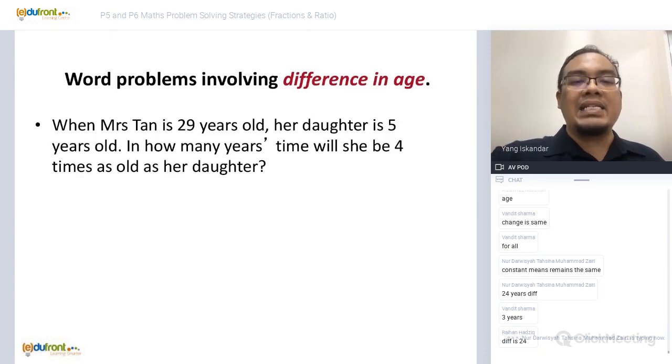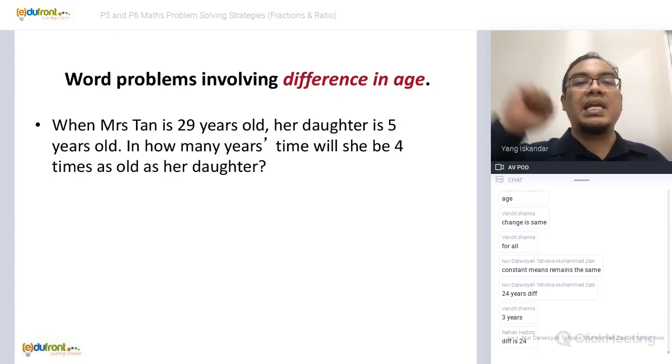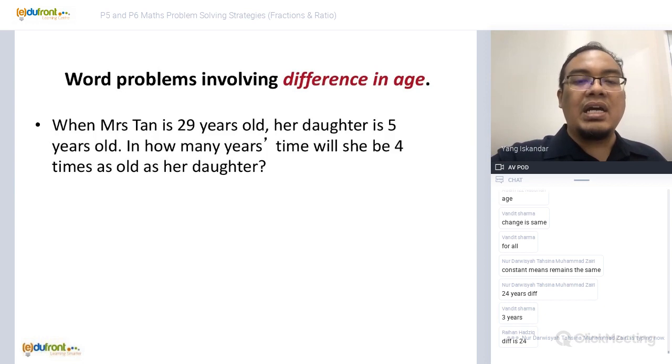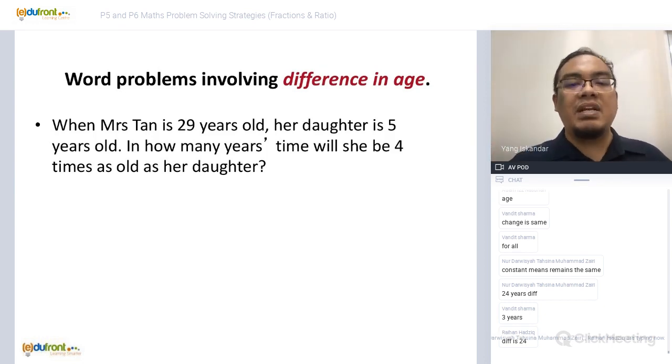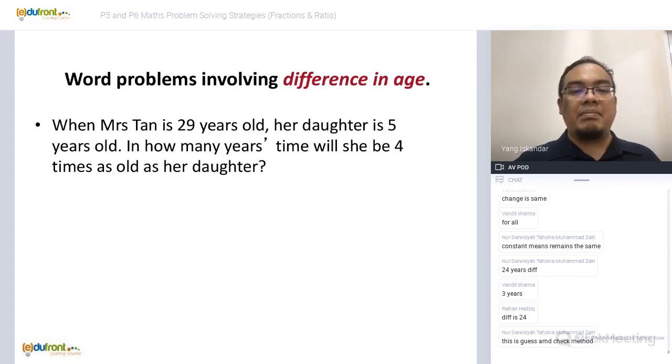So that means in 10 years' time, Mrs. Tan will be 39, and the daughter will be 10 plus 5, which is 15. The difference will still be 24, will still be the same. Right?